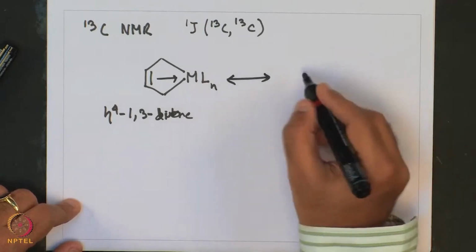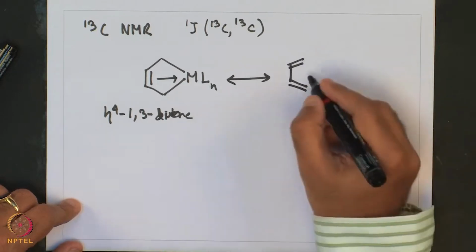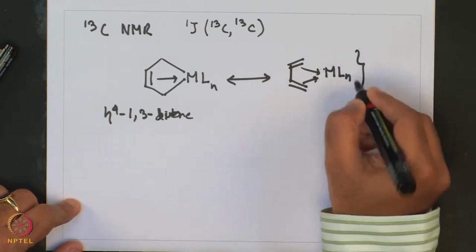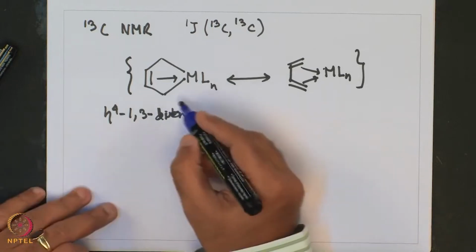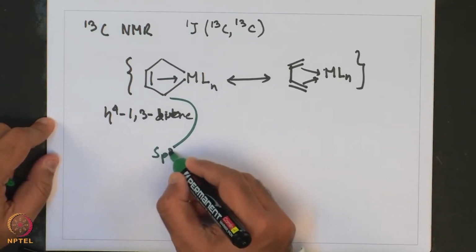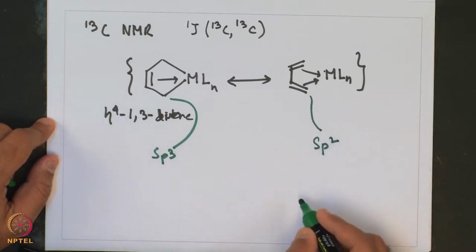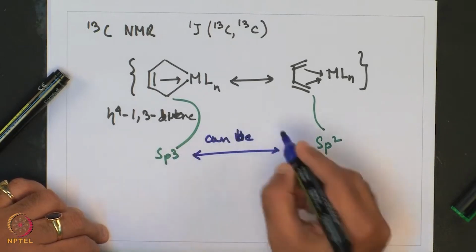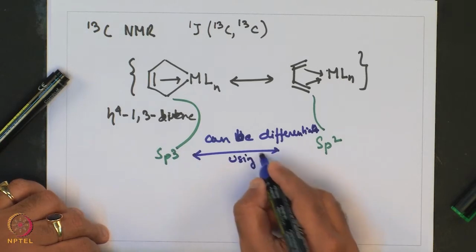Now, it has a canonical form where the olefinic bond is binding. If in this structure the terminal carbons are sp3 type, and in the other structure the terminal carbons are sp2 type, they can be differentiated using 13C NMR.